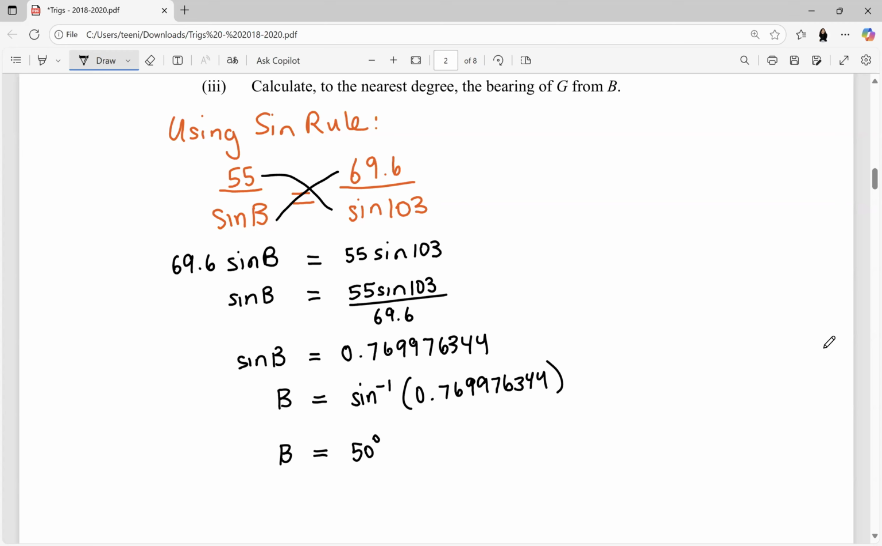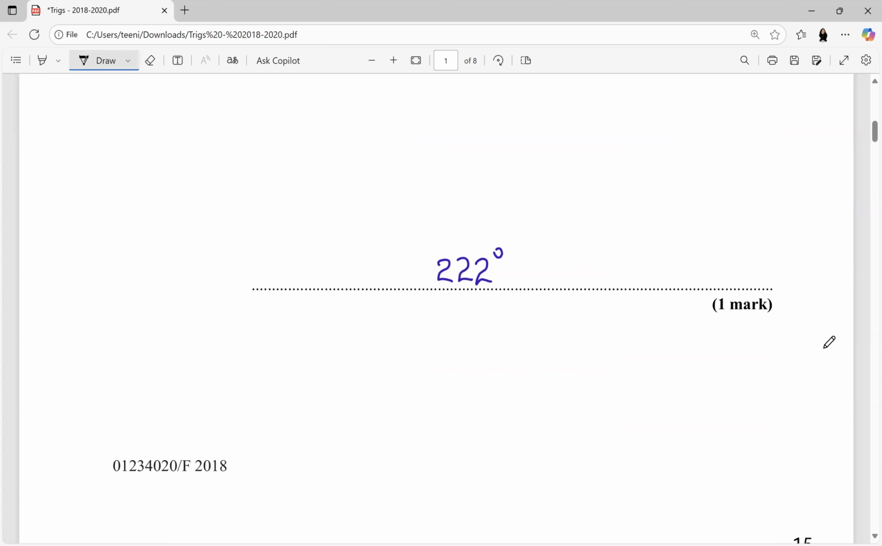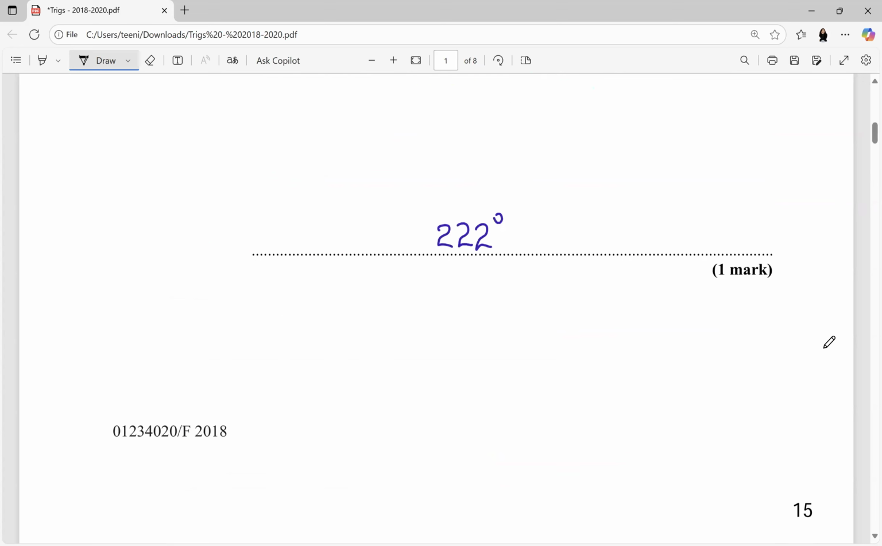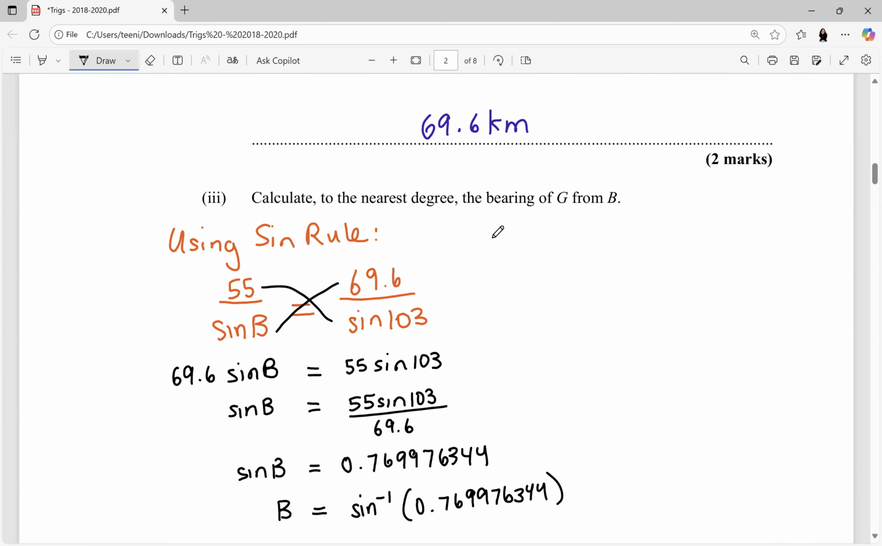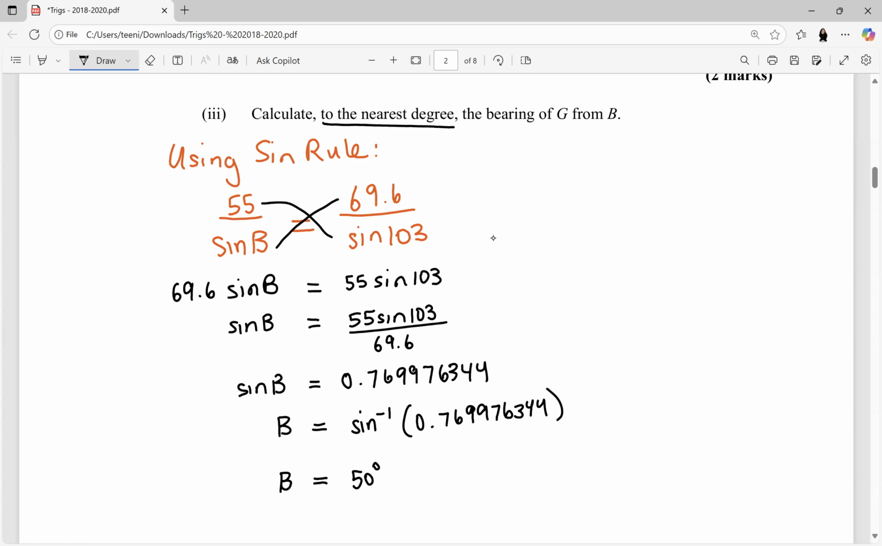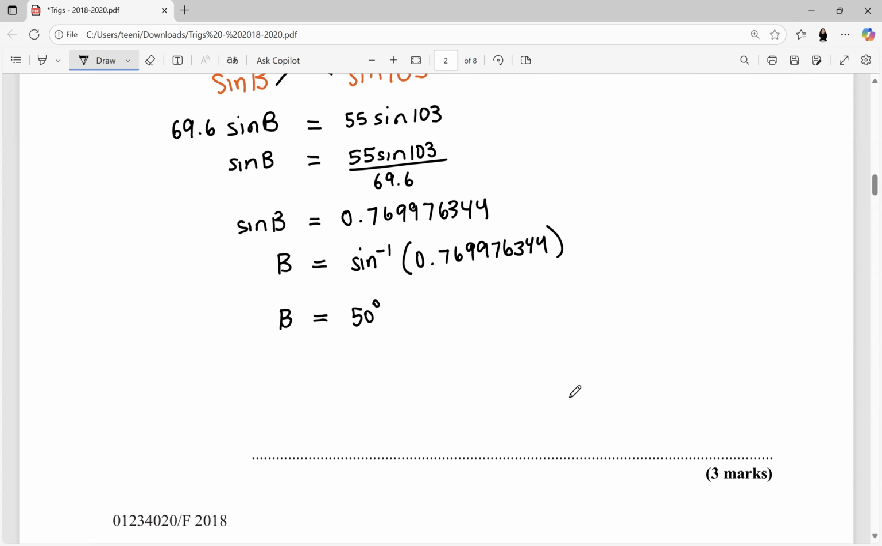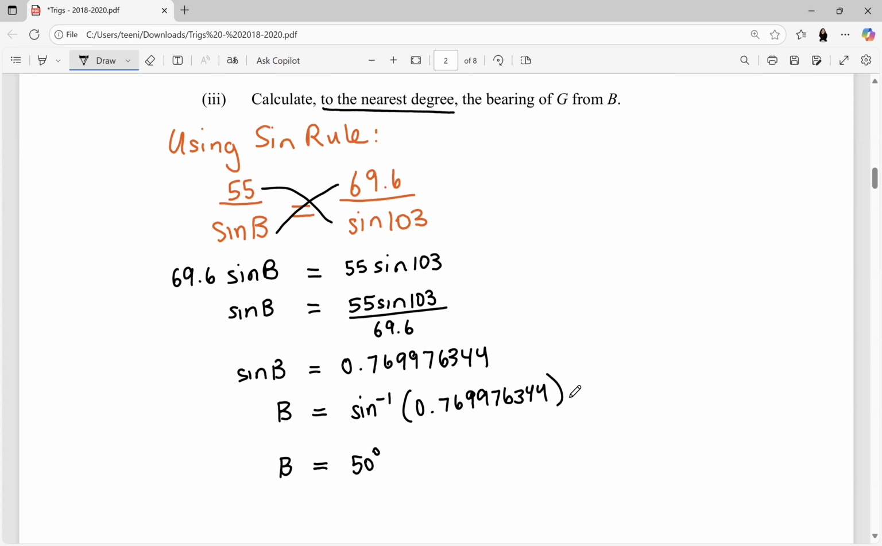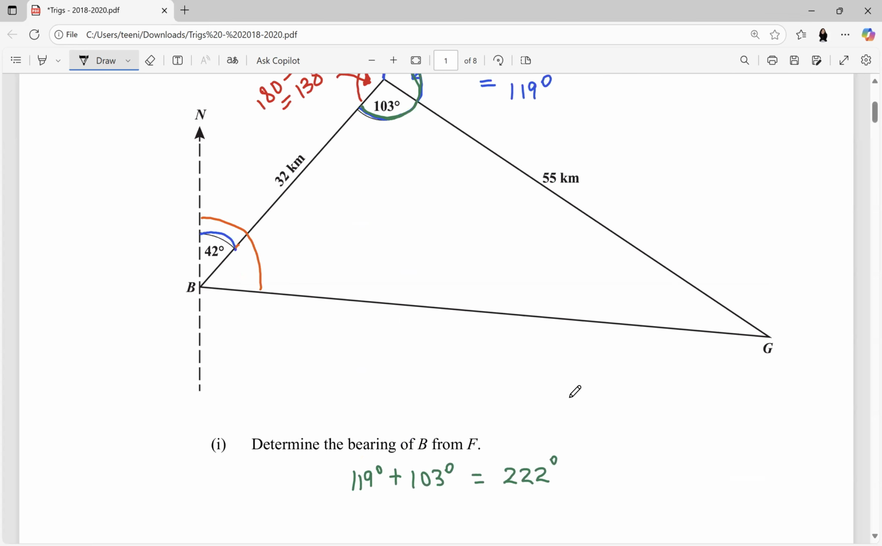Anybody got 50 degrees? Not 50.4. Well, they said to the nearest degree, right? So the nearest degree means that you have to round to the nearest whole number. So it will be 50. If it was to one decimal place, it would be 50.4. But because it's to the nearest degree, that means it's to the nearest whole number, so it's 50. Okay? Right. So this here is 50 degrees.